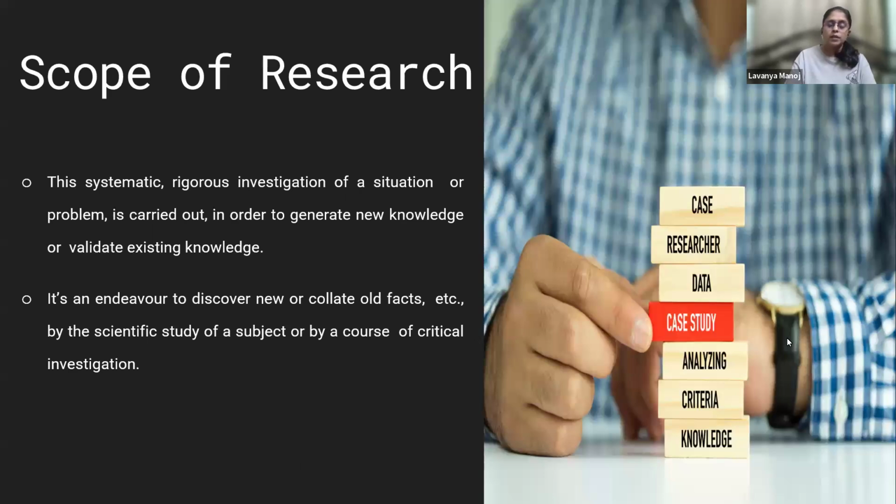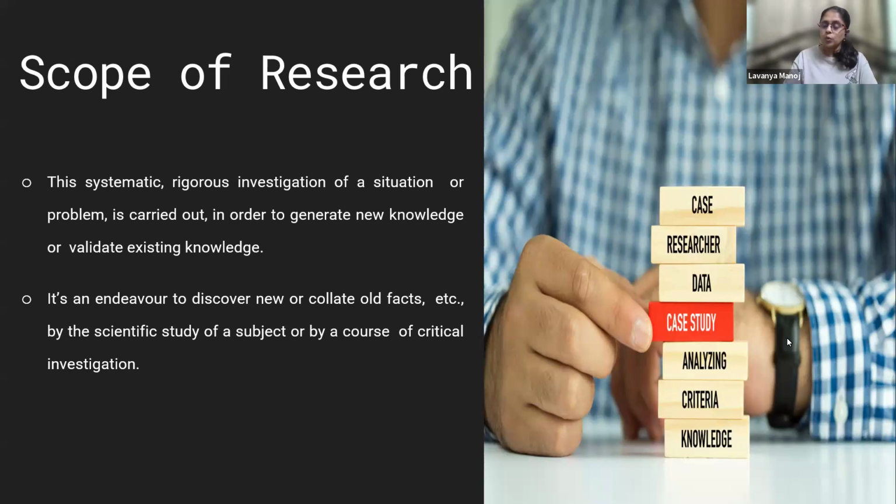This systematic, rigorous investigation of a situation or problem is carried out in order to generate new knowledge or validate existing knowledge. Any research for that matter can be carried out to find a solution to an already existing problem, or a new problem can be created, that is, imposed, and then the research is carried out for finding a solution to that question. So it can be either way.